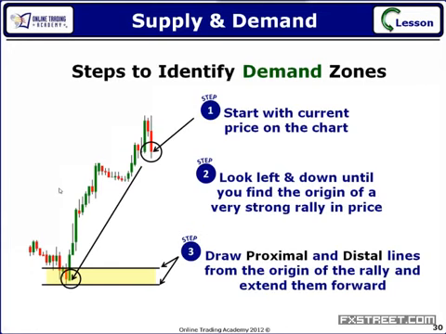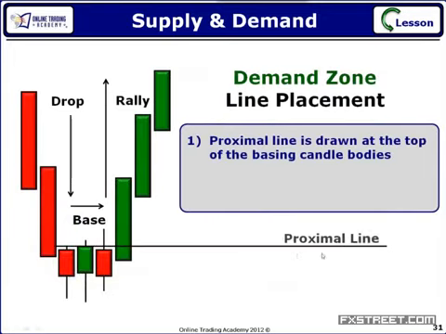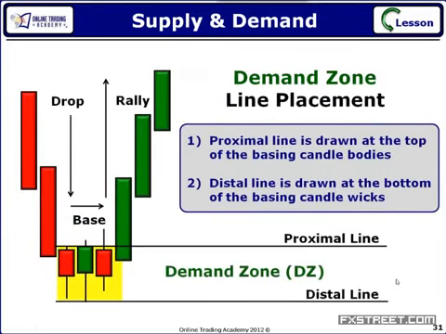So in this case, what I'm going to be looking for is to draw my lines. I have two lines. The proximal line is the one that gets a little bit subjective, but shouldn't really be that subjective. The proximal line will be drawn across the top of the bodies of the basing candles. The distal line is going to be drawn below the low, or in this case I use the wicks, because that happened to be the low. But if there were no wicks, I would just use the bottom of the bodies of the candles. So whatever the lowest low is, that's what I'm going to be drawing for my distal line in my area of demand.